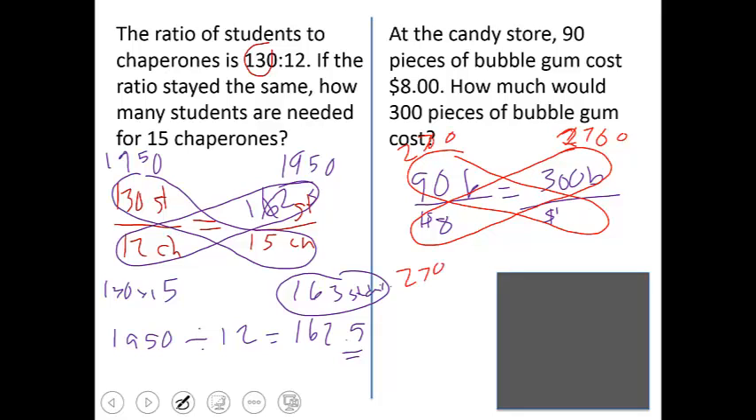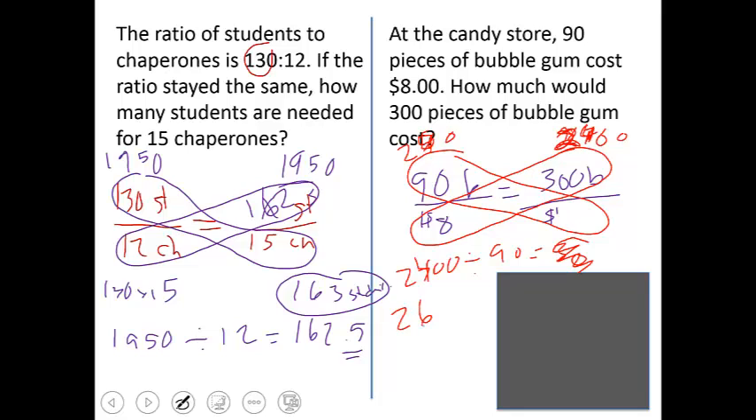So 2,700 divided by 90. I got 30. That doesn't seem right to me. So 300 times 8 is, oh, this is wrong. This is 2,400. I knew something was off. And this is 2,400, meaning this is 2,400. All right, let me resolve. 2,400 divided by 90 is, there we go, much better.